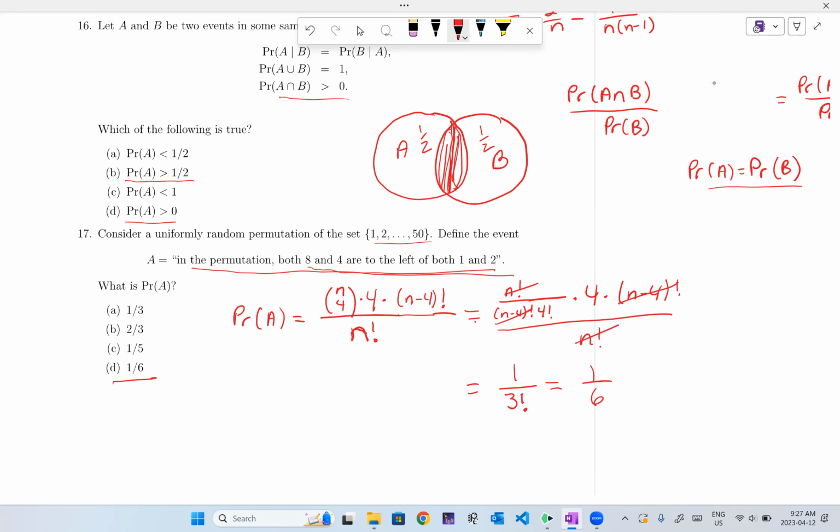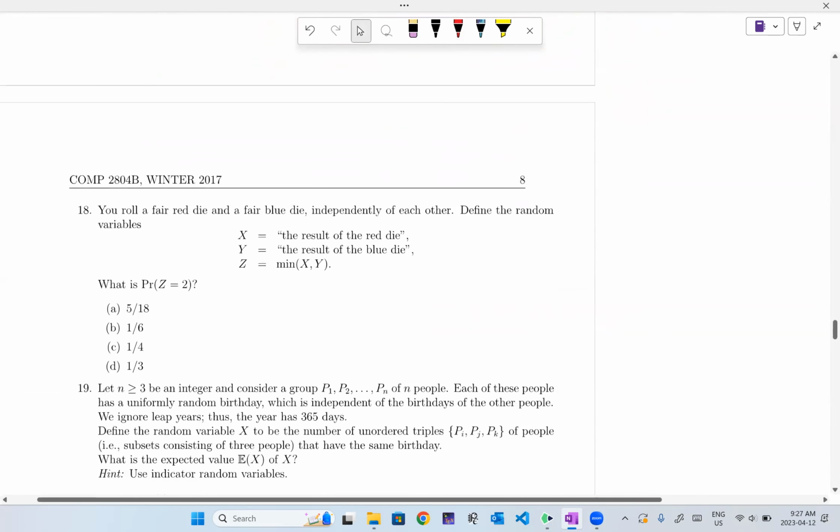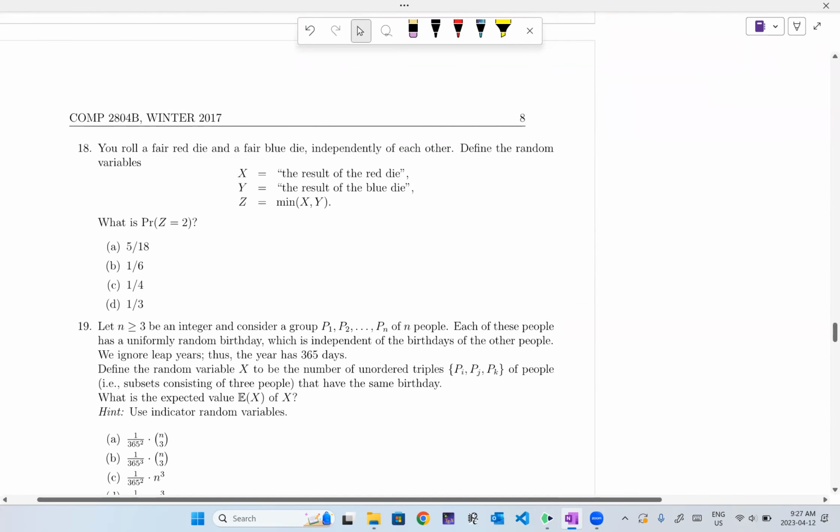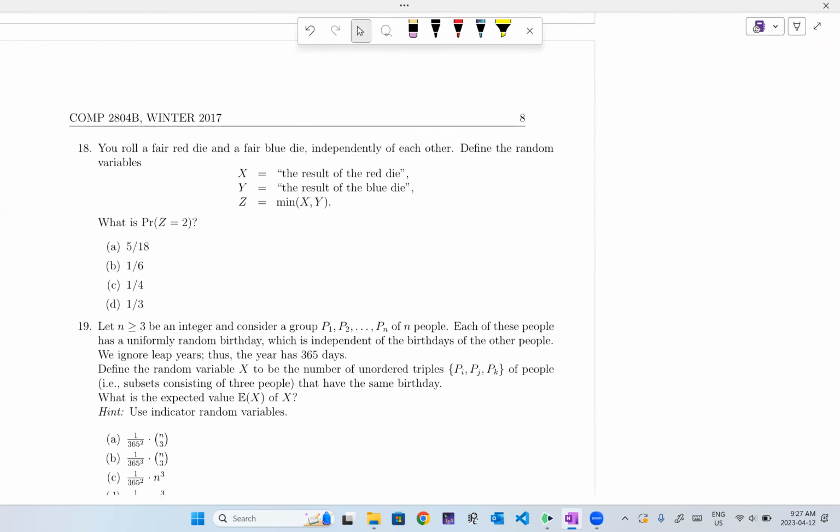All right, how are we doing? I should speed up a little bit here. So I roll a fair red die and a fair blue die independent of each other to determine the random variables. If it wasn't the dice, I would put all this in a table, if there's a smaller set. But here, each die has 6 possible outcomes. 6 times 6 is 36.